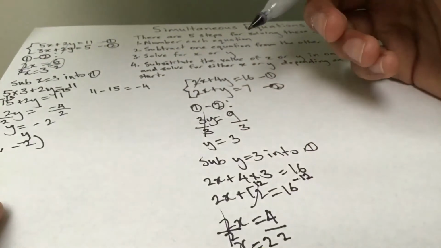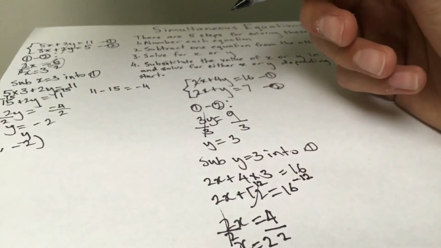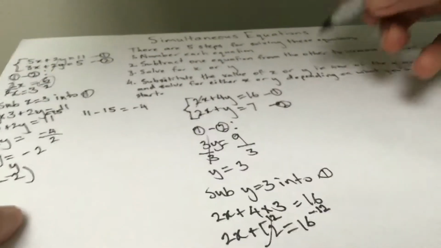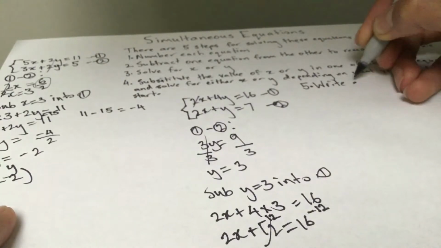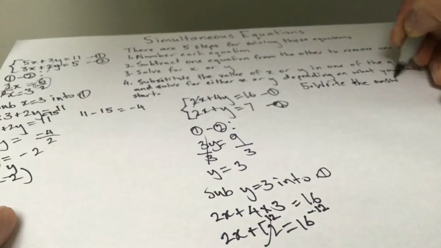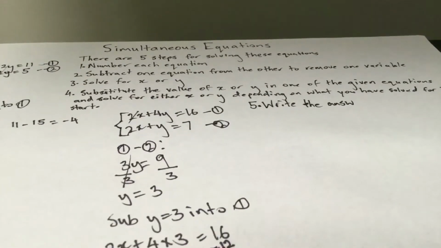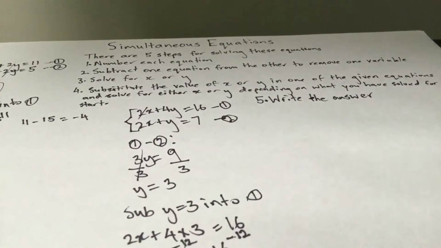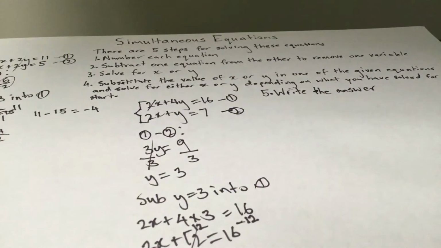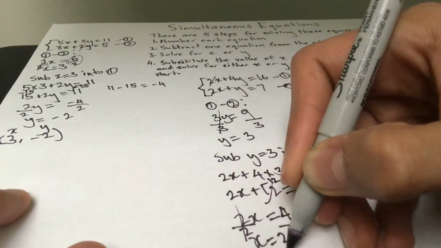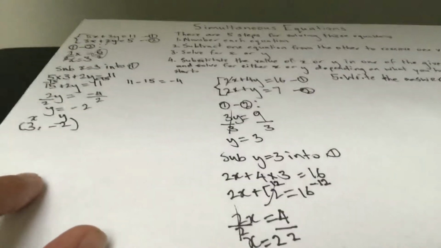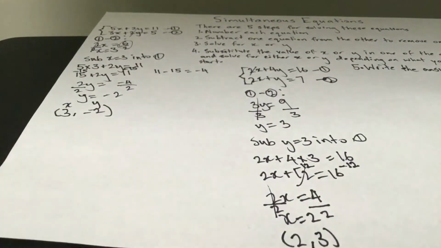So now we've found both of our answers for x and y. Oh, by the way, I forgot to put the fifth step, which is to write the answer. So that's our fifth step. We write it in coordinate form. So 2 and 3. As you see, we have solved 2 simultaneous equations. Okay, now let's move on to our last equation.